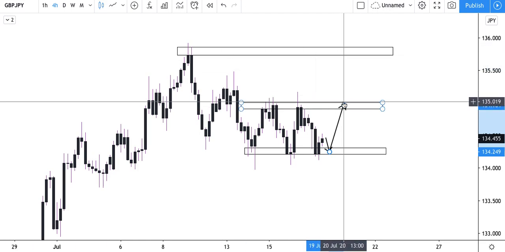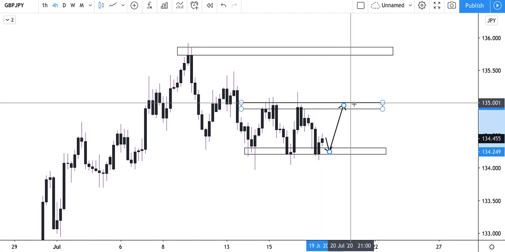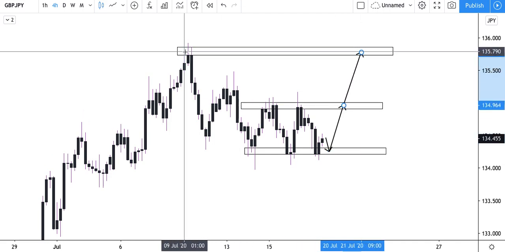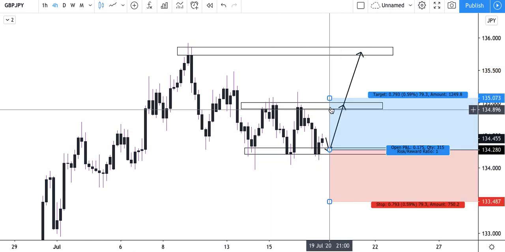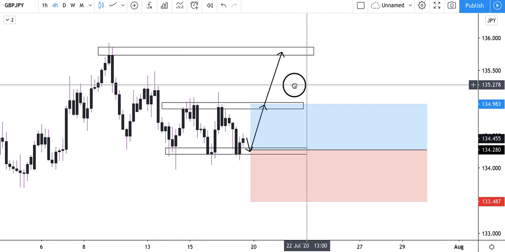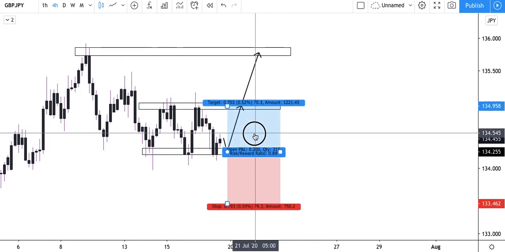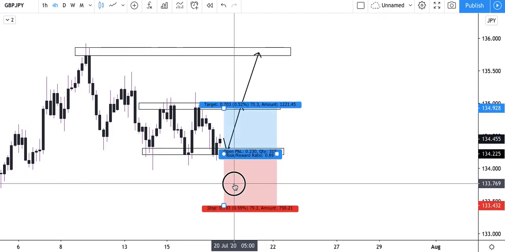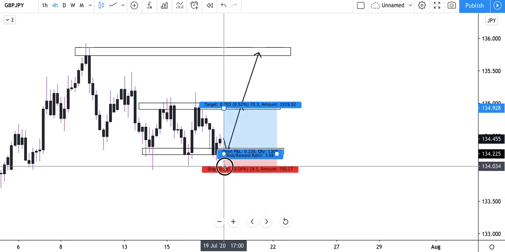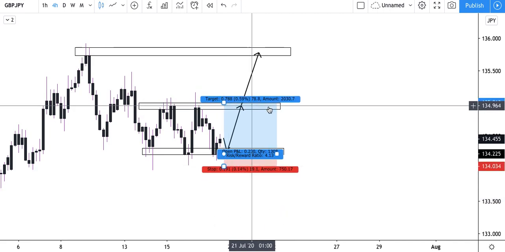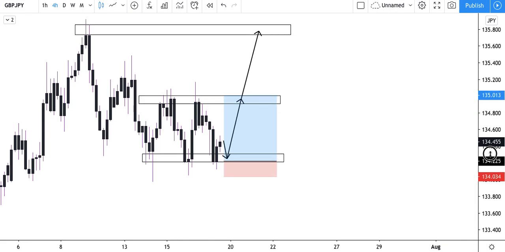And if this level of resistance breaks, then obviously we can look for the break, retest, and target the highs of the market. With this setup, we will be looking for a nice 1 to 3 risk reward, or maybe even more. So we would enter off of around this level, stop loss would be around here, and our take profit would be around here. So around a 1 to 4 risk reward ratio.